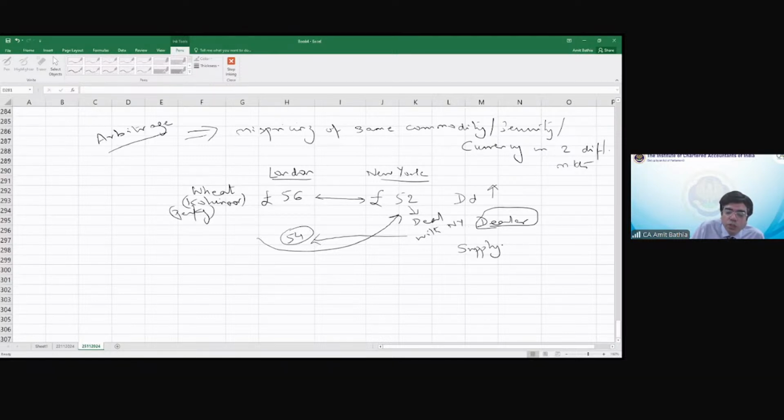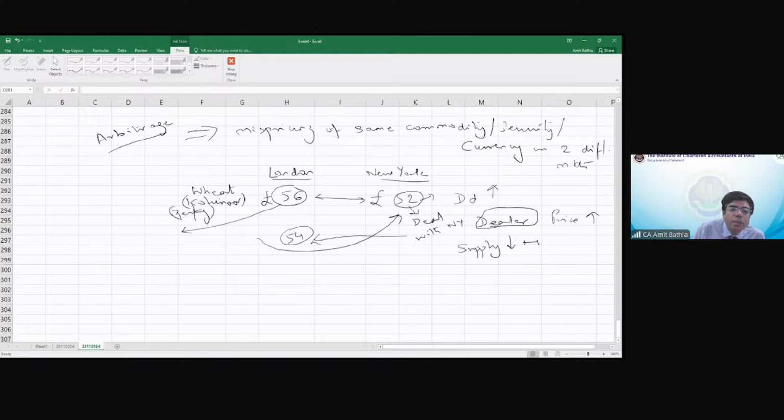Assuming the same amount of supply is there, do you think everybody will get the supply? No, when demand increases, the price goes up. Exactly. Even if supply remains static, the price will essentially increase, right? So this particular price, 52, will start changing towards the equilibrium price. Similarly, in London the same thing is going to happen.